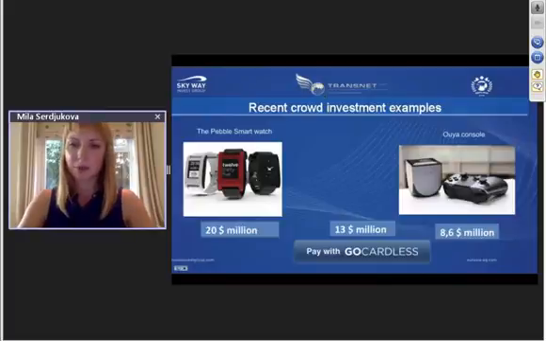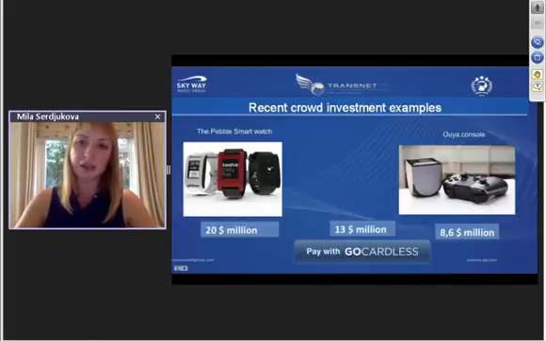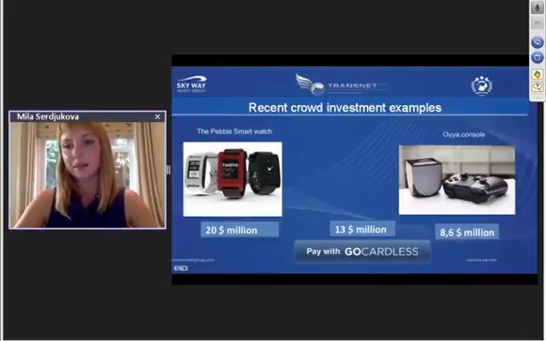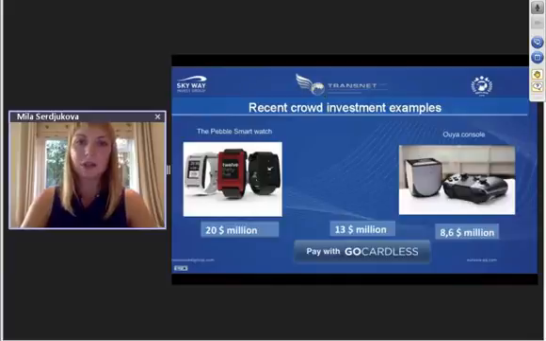Ouya Console. This is a prototype of PlayStation, where we can use it pretty much with any PlayStation, doesn't matter which version that would be. It also got very popular because it's like 3 times cheaper, and people also invested a lot in this project. As you can see, it collected 8.6 million. So these would be the recent examples of crowd investment. All these companies reached their goals within only a few months, and that's how crowd investment works.